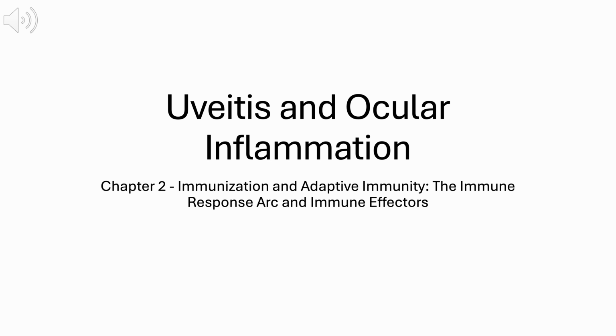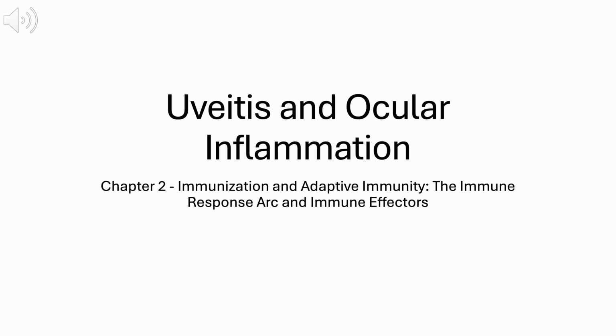Welcome to Chapter 2 of our series on uveitis and ocular inflammation. In the first chapter, we grounded ourselves in innate immunity, the fast, hardwired defenses that recognize conserved molecular patterns. Today, we shift to the other half of the immune system, adaptive immunity, and specifically immunization and the immune effectors that drive intraocular inflammation. This is where the story becomes personal to the pathogen, because adaptive immunity learns, it remembers. And importantly for us as clinicians, it can turn against the eye's own tissues.